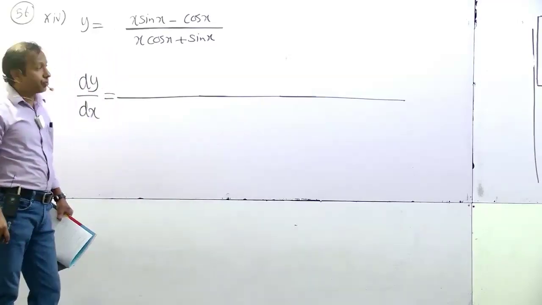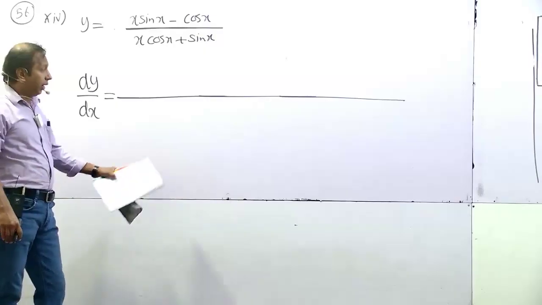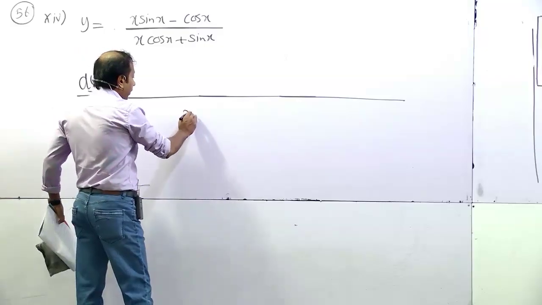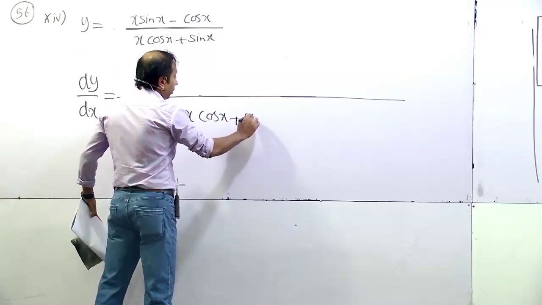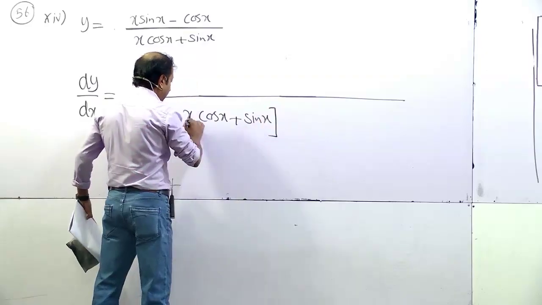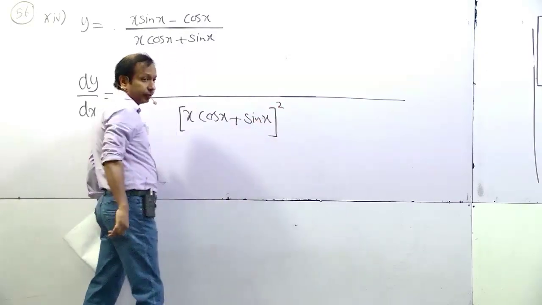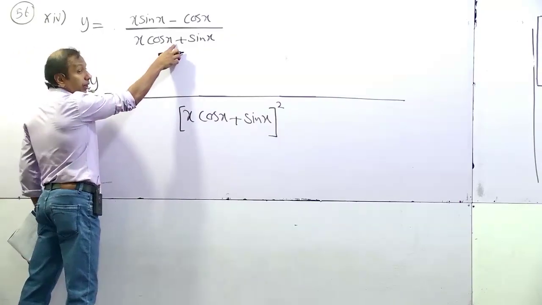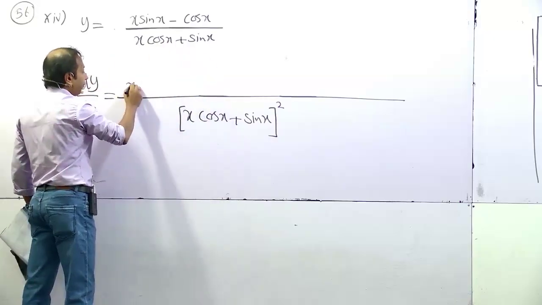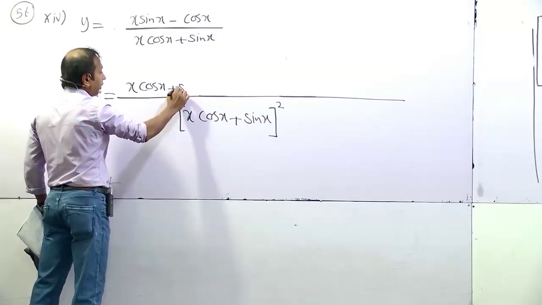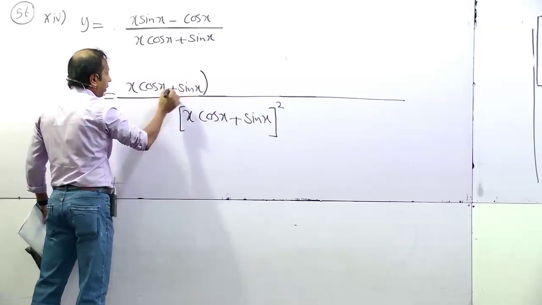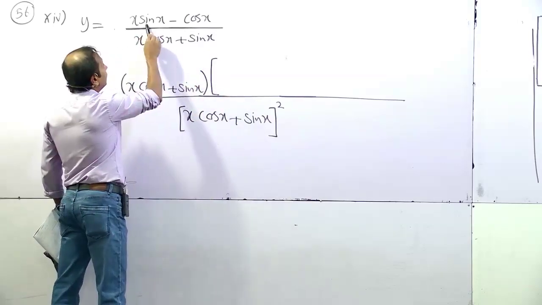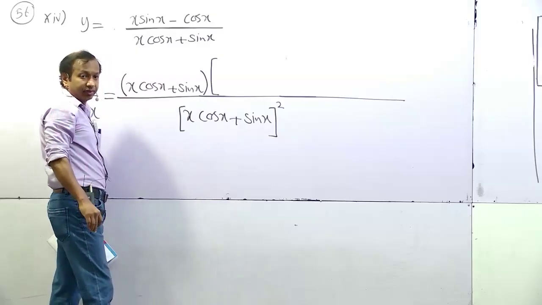First, square the given denominator and write that at the denominator of dy by dx: x cos x plus sin x, perfect square. Now we start the numerator of dy by dx by writing the given denominator, not this one, the given denominator: x cos x plus sin x. Now that we multiply by what? The derivative of this numerator, right?